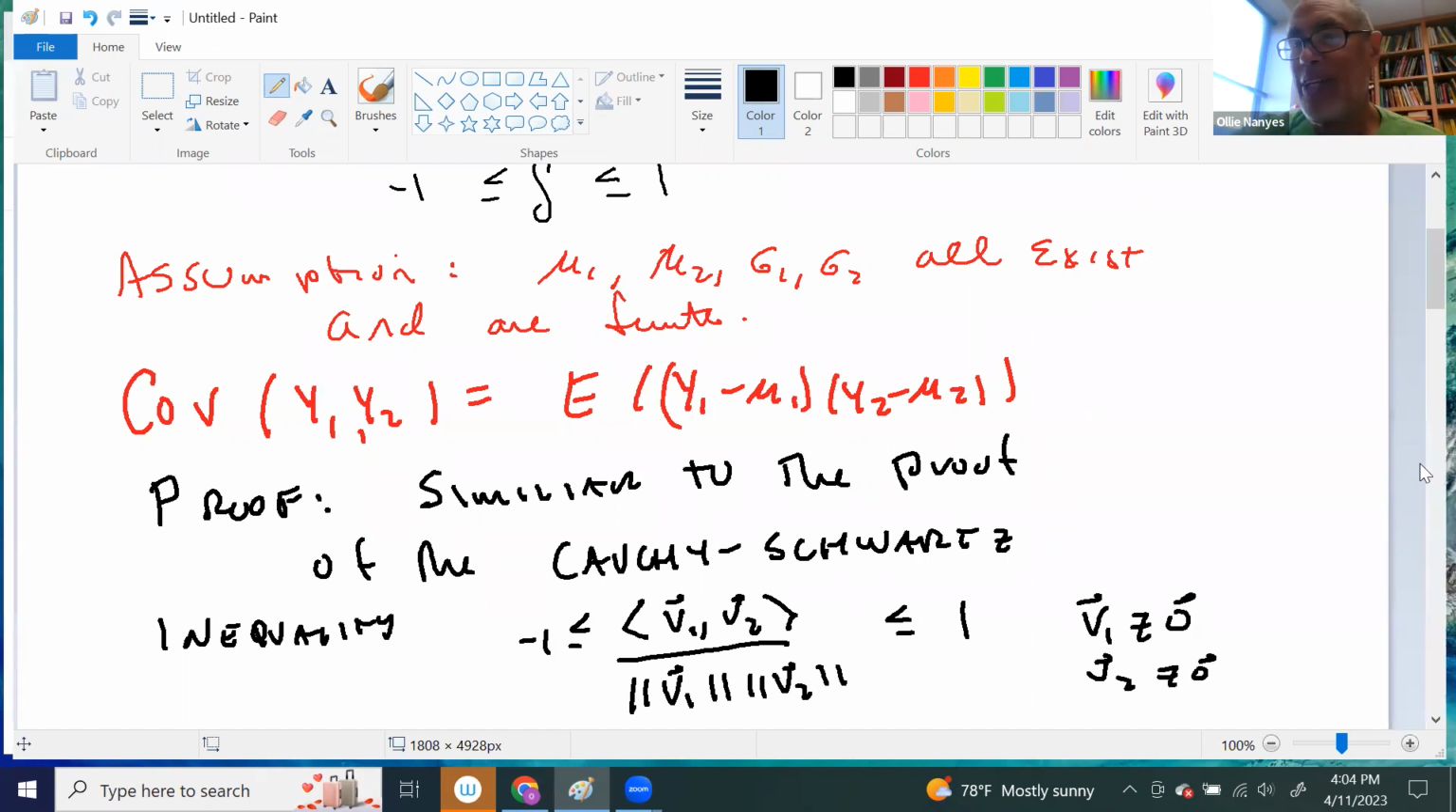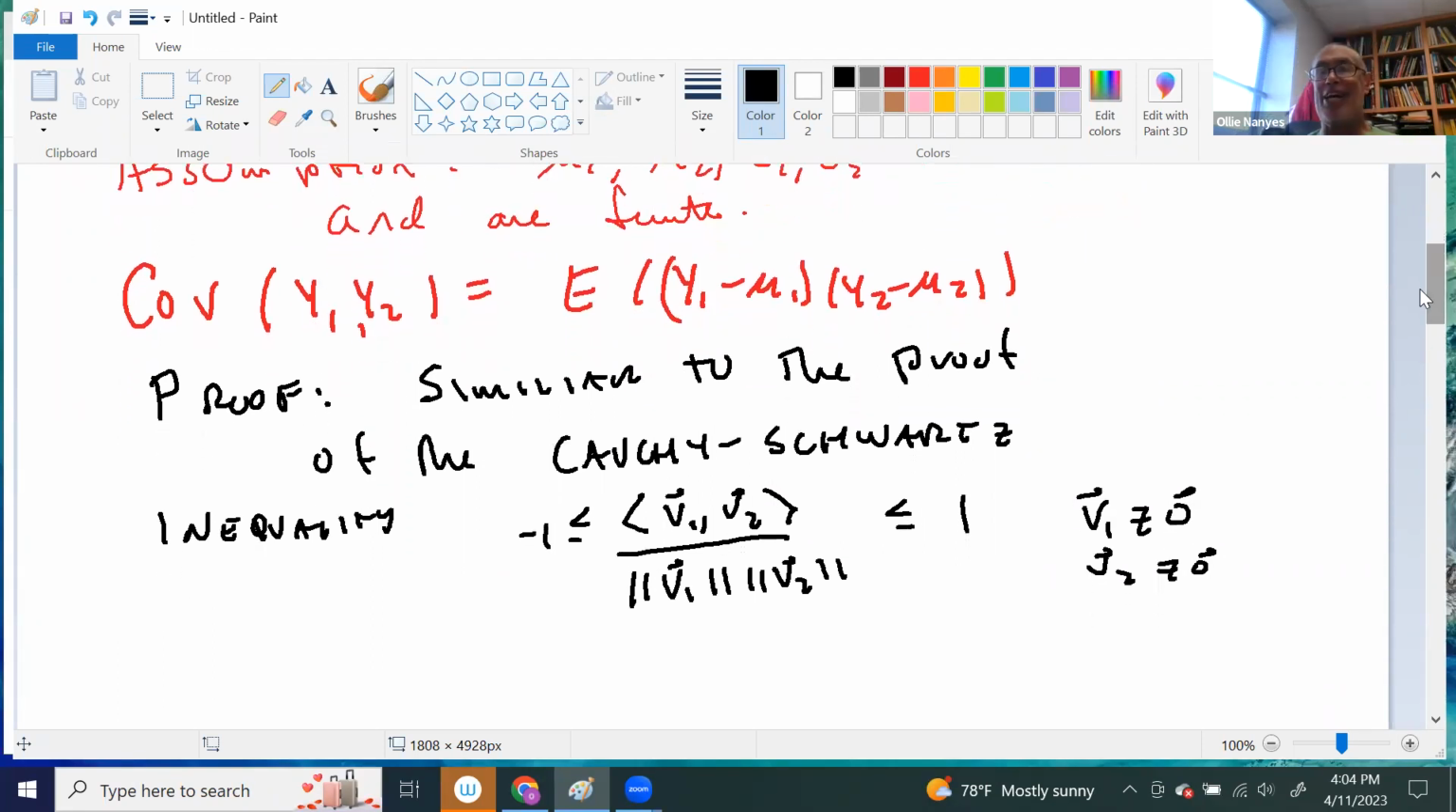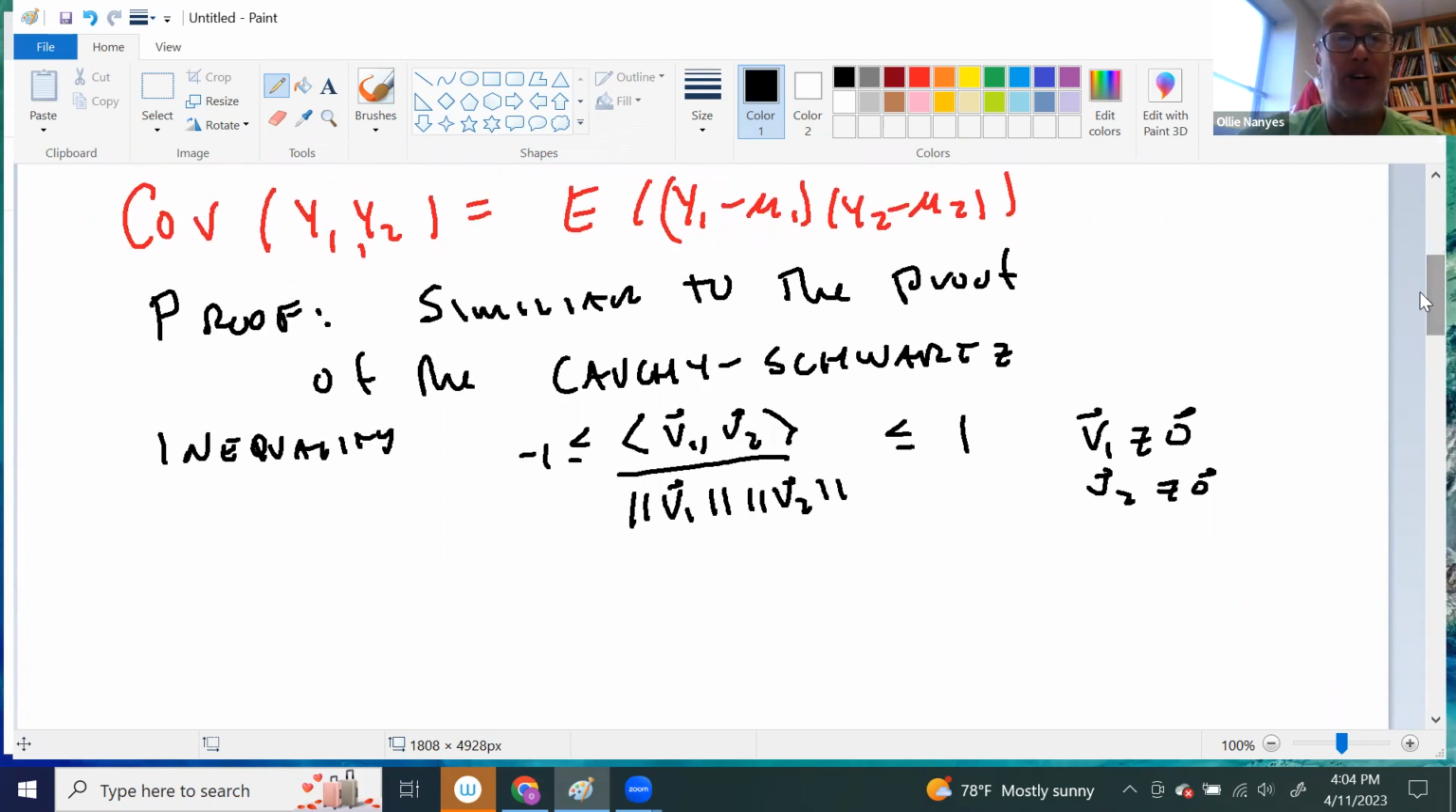And if you're familiar with the dot product from calculus 3, that's how you define the cosine of the angle between two vectors. The technique you use to prove that is basically the technique you use to prove this. And so let's go ahead and get started. So here's the start of the proof.